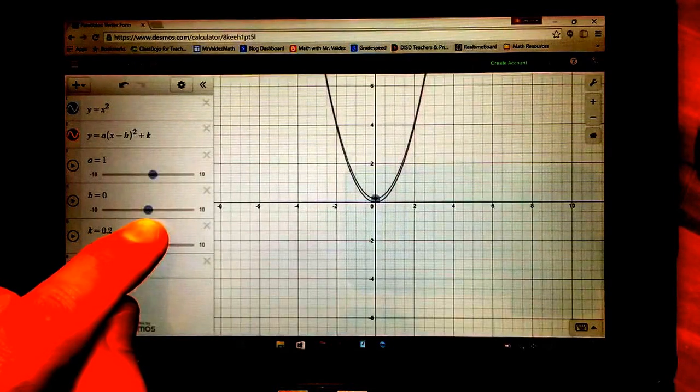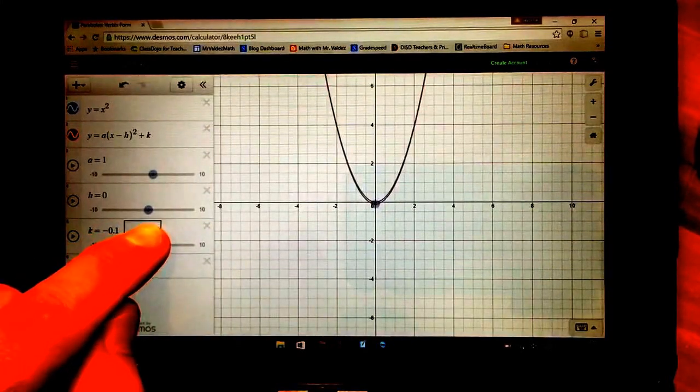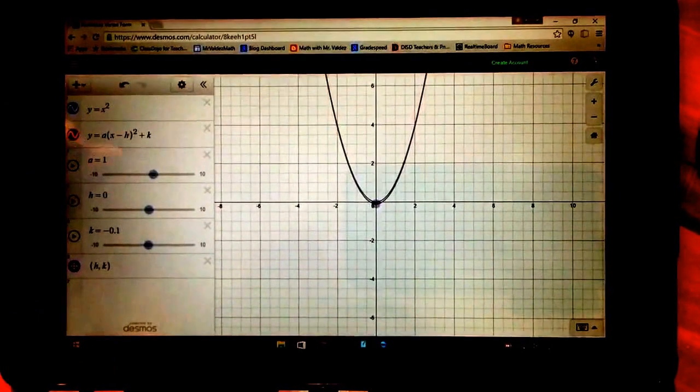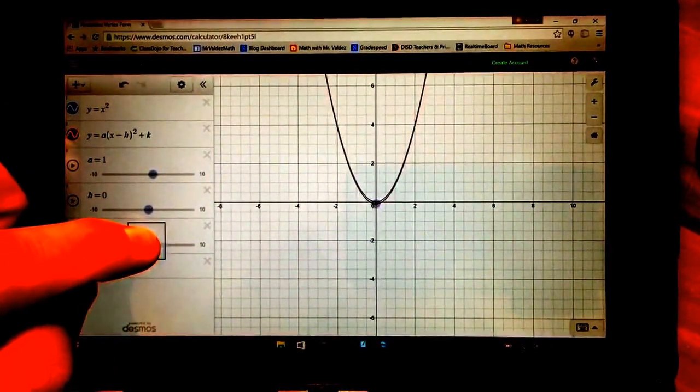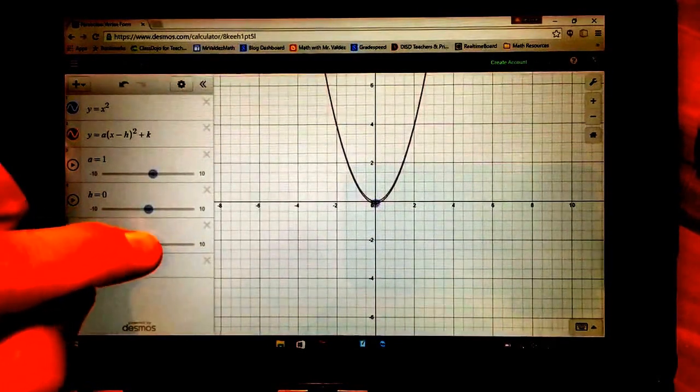So let's put that back at 0. Almost at 0. Okay, we'll leave it right there. It's really close to 0. Let's see if I can make it 0. Sorry, that's going to bug me if I don't make this 0.